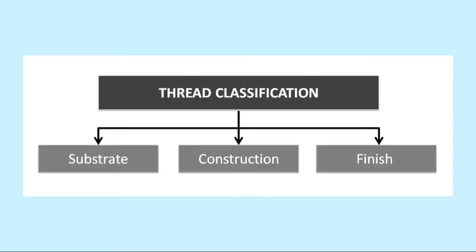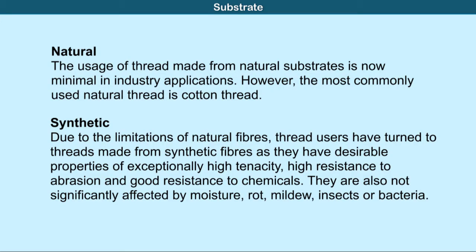Thread classification. Thread can be classified in different ways. Some common classifications are those based on substrate, construction, and finish. First, I am going to talk about the classification of thread based on substrate.